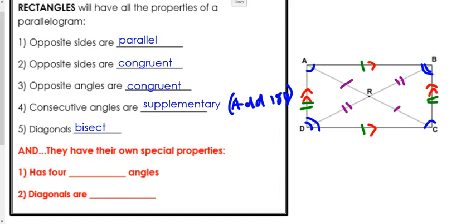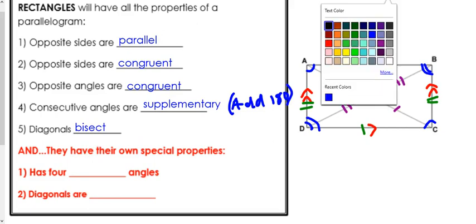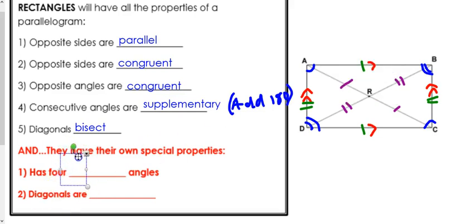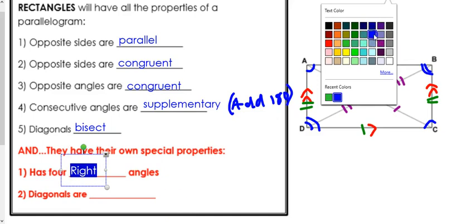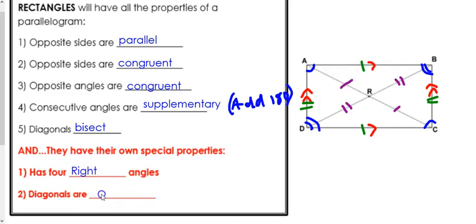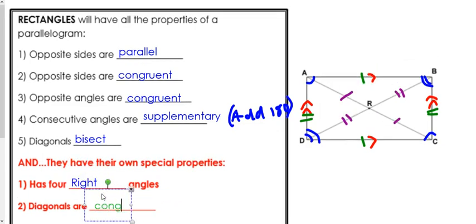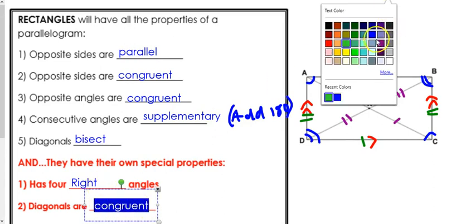Now, there are 2 for the rectangle that are specific to just the rectangle. They're going to have 4 right angles. Let me make that darker. I feel like that's really hard to see. We'll go with blue again. Okay, 4 right angles and diagonals that are congruent.